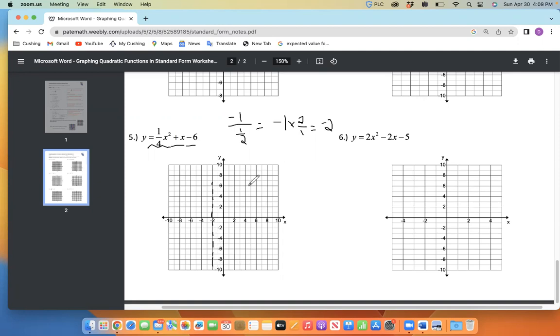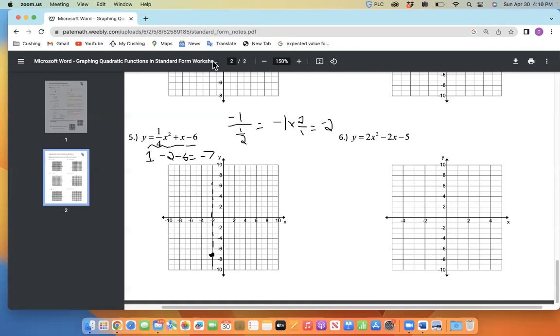If I plug in -2 for x, let's see what we get for y. So -2 squared is +4. Multiplied by 1/4, that is 1. So they give us a nice friendly start. We're plugging in -2, so that's 1, plus -2, so -2, -6. So 1 minus 2 is -1. -1 minus 6 is -7. So when x is -2, y is -7. This is going to be your vertex.